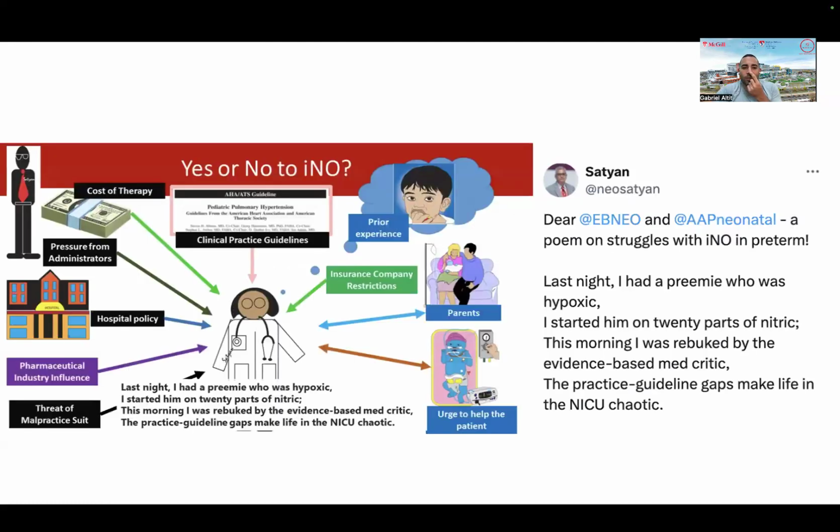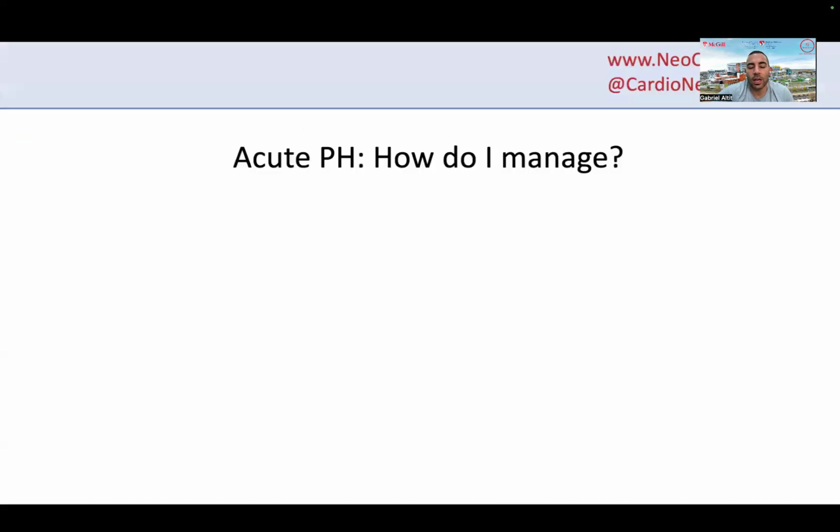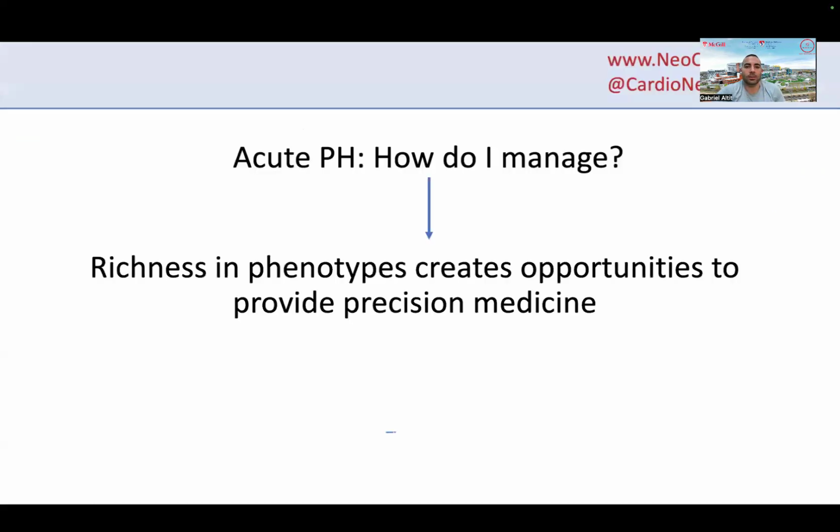And I do want to bring to your attention that in the community, there are still a lot of struggling feelings regarding the use of iNO. And we have to acknowledge that there are so many various elements at the bedside when we're trying to make decisions of what's best for our patients. So how do we finally manage these patients?